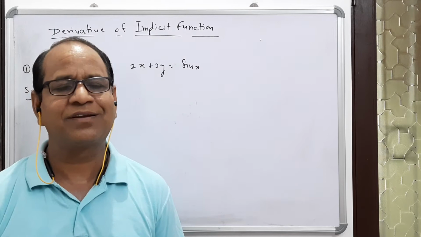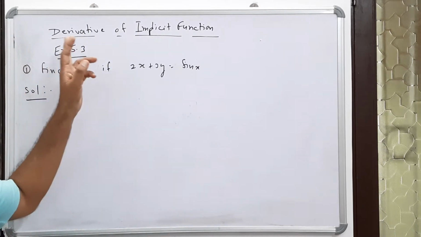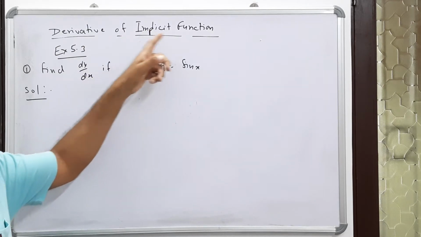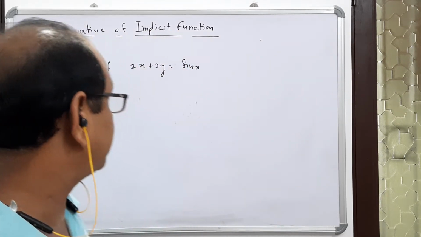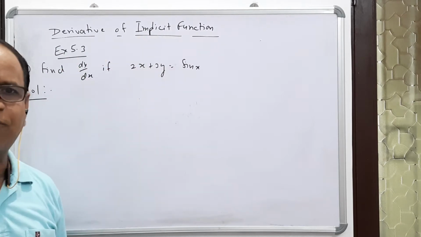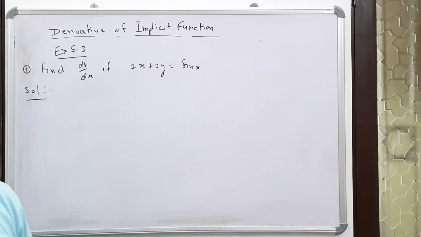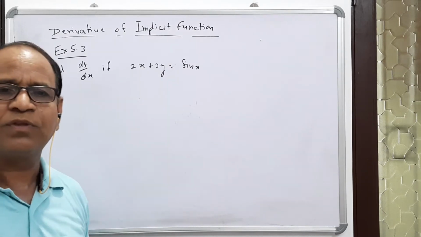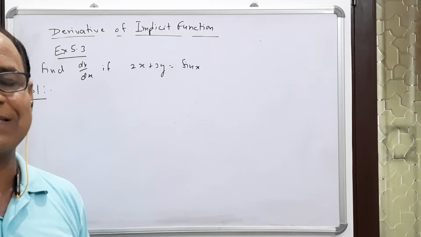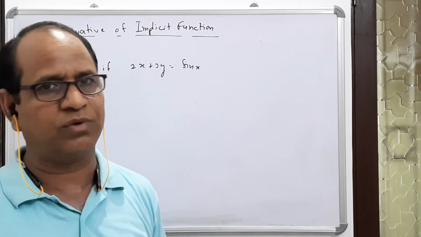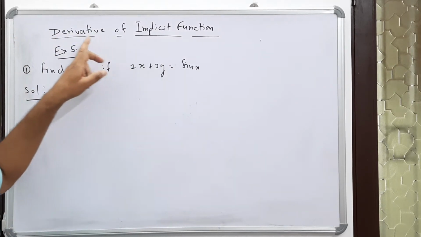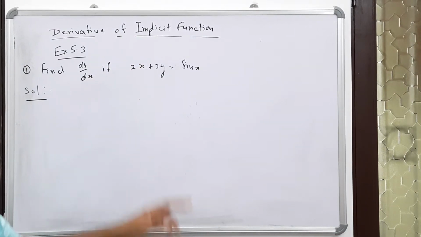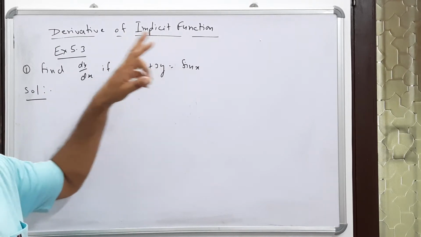Hello students, today I am starting a new topic in chapter number 5 and it is derivative of implicit function. The term implicit is important here. The implicit function means the function which is involving x as well as y, and sometimes we cannot express the function as y equal to or x equal to. In that type of functions we apply the derivative by using the method applicable especially for the implicit function.